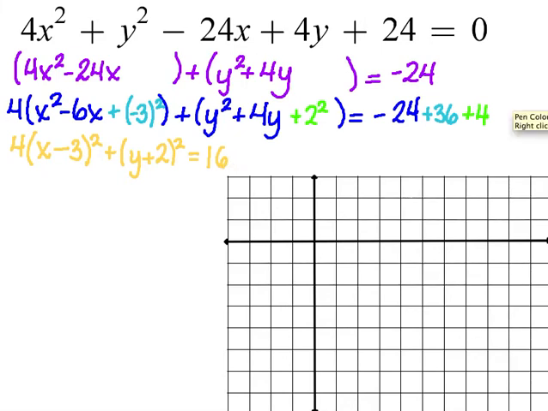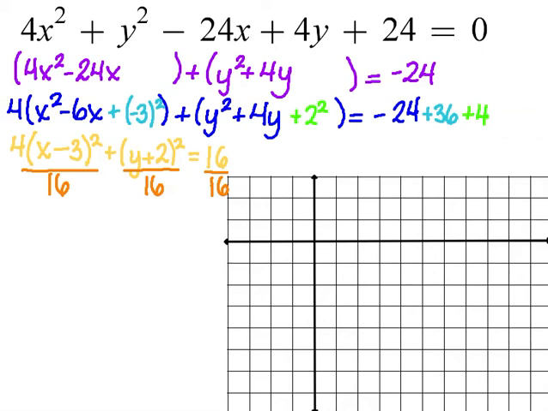Okay, so now what did we say? What did we say ellipses need to equal? 1. So I'm going to divide everything by 16. Why? Because remember, ellipses need to equal 1. So I'm going to divide by whatever number I got here on the right side. If it had been 25, you would have divided by 25. If it had been 40, you would have divided by 40.